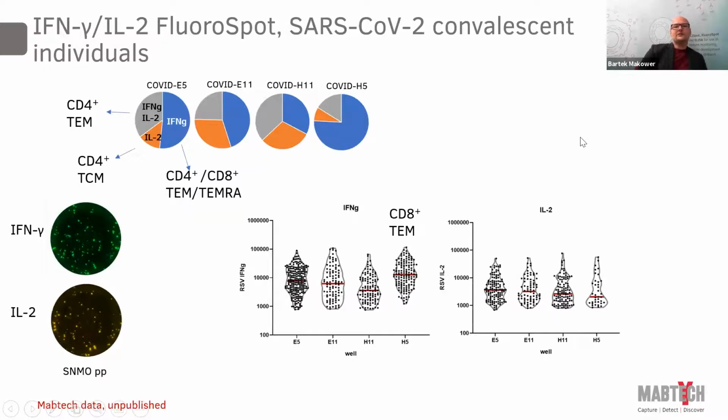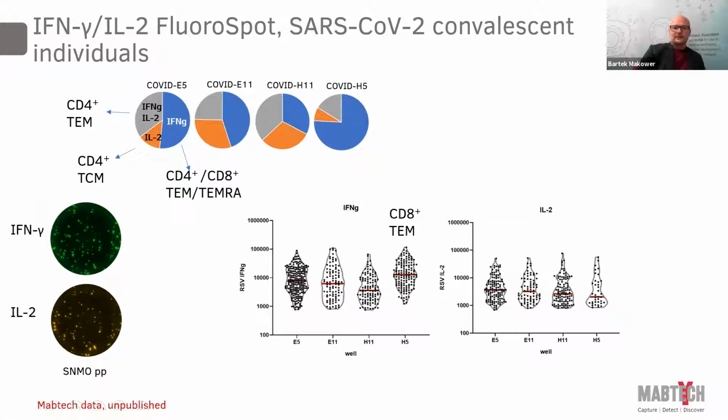Then looking at the same thing with interferon gamma IL-2 FluoroSpot. Here we have 4 convalescent COVID individuals, and we can see the fractions of cells producing only interferon gamma, only IL-2, or both. Based on the data we saw before, IL-2 only should be central memory CD4s, IL-2 plus interferon gamma effector memory CD4s, and interferon gamma alone can be both CD4 and CD8. These look quite different in different individuals. This individual, for example, has a lot of signal producing cells.